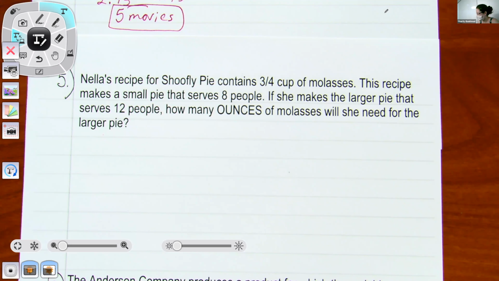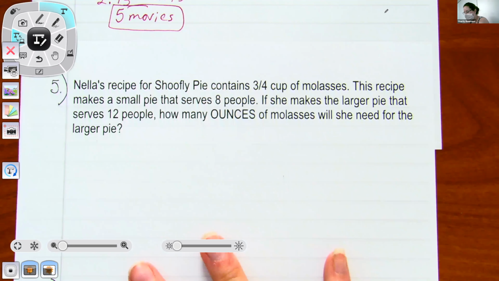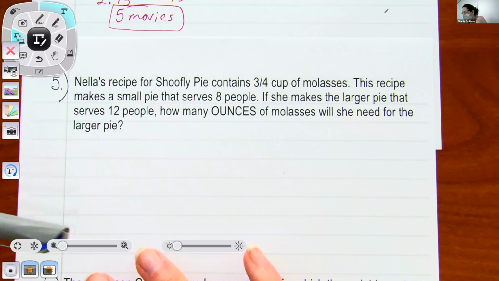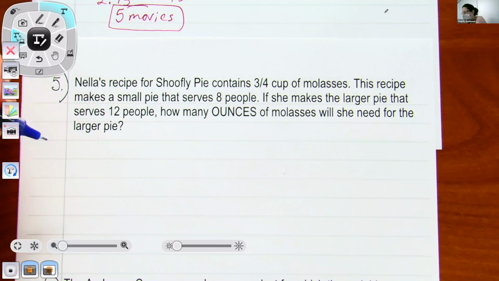All right, and that's helpful because when you buy stuff at the store, usually it'll tell you how many ounces it is. So if you know how many cups, you have to know how to convert that and everything. So this is also going to be a proportion type problem. So basically we're comparing the amount of molasses with the number of people.